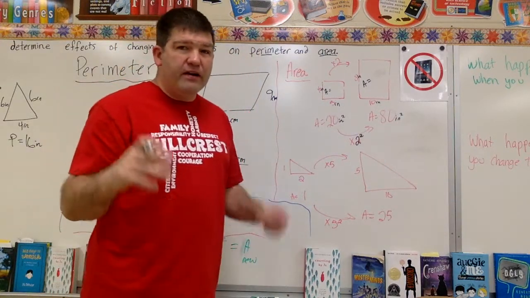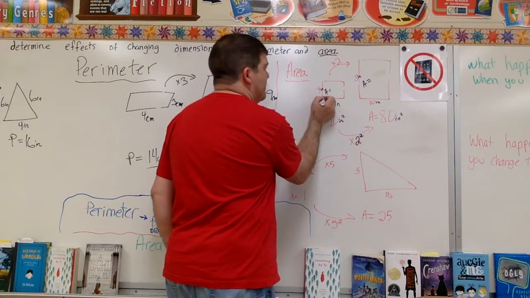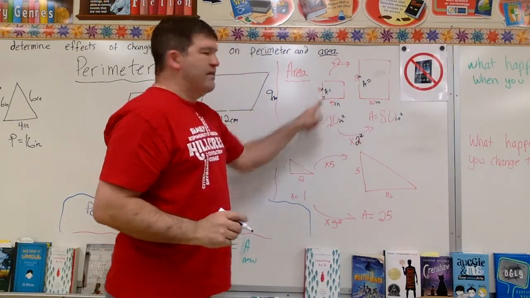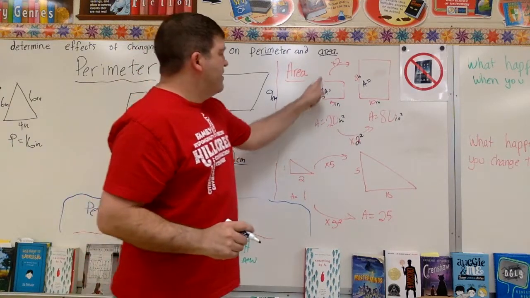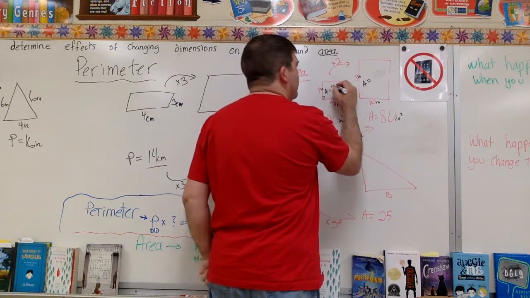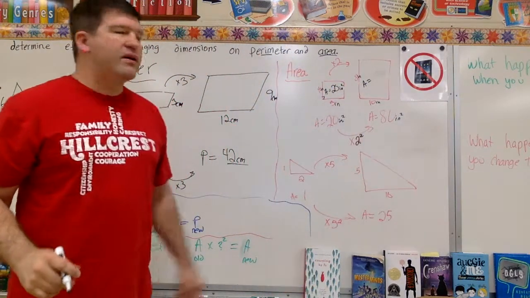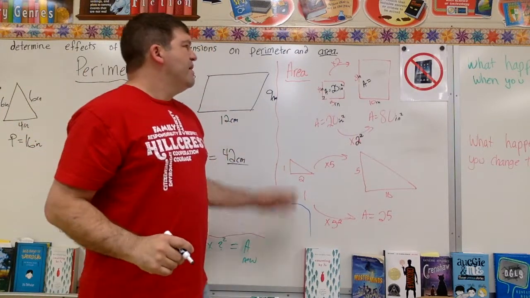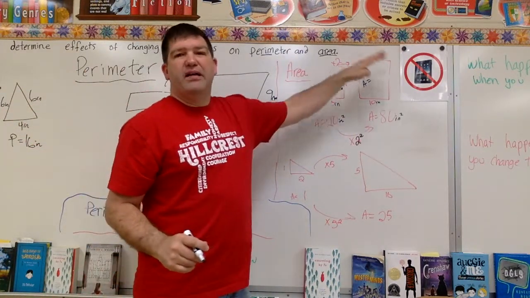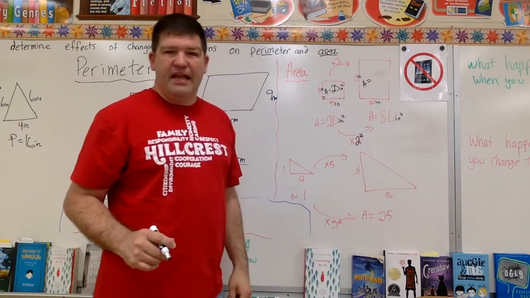Now the area equals base times height. And because that's a right angle, I know that's my height. Okay? So I can take 4 times 5, 20 inches squared. 20 inches squared is the area of this one. Now I'm going to take every side and times it by 2. 4 times 2 is 8. 5 times 2 is 10.